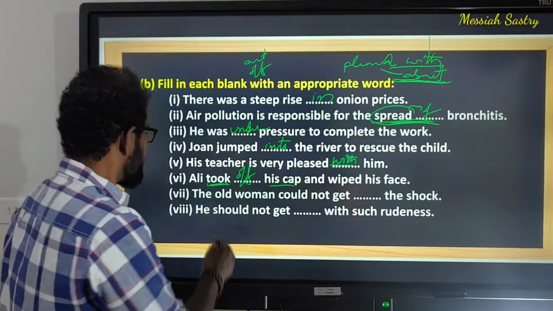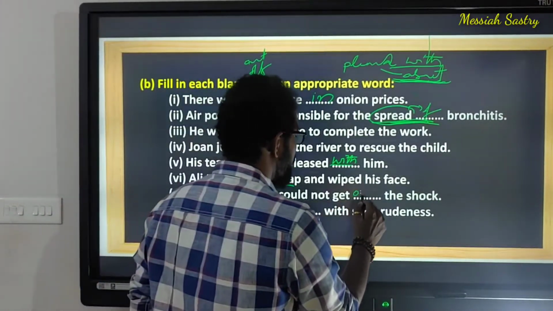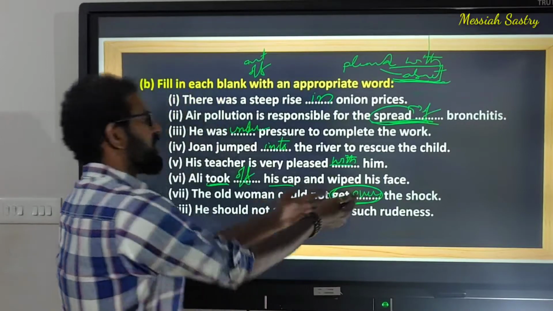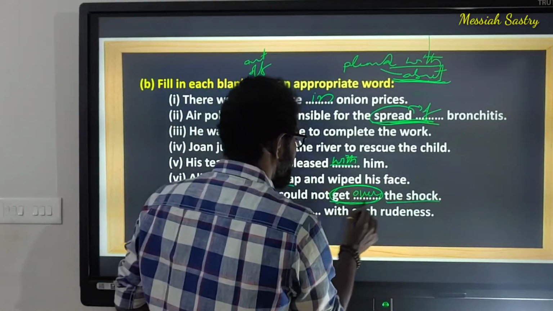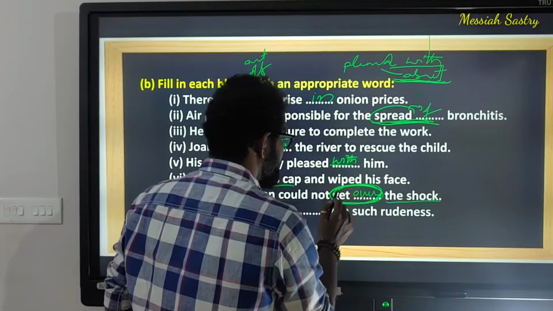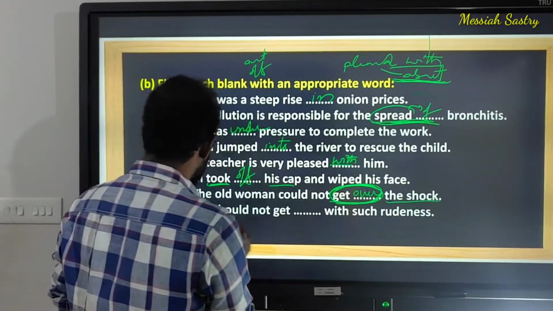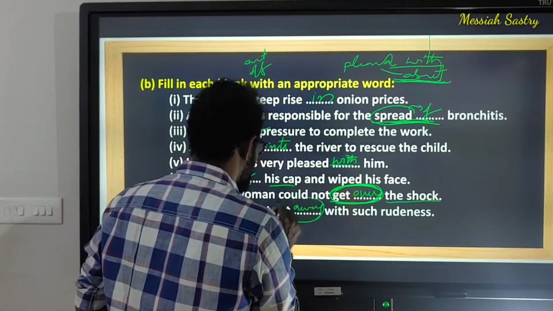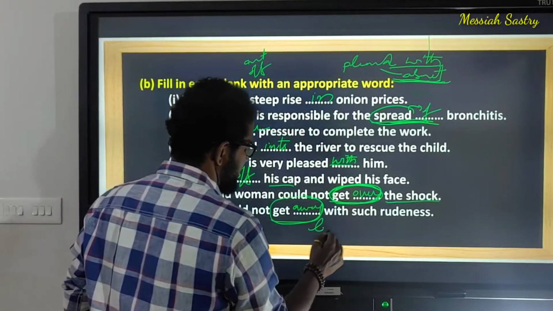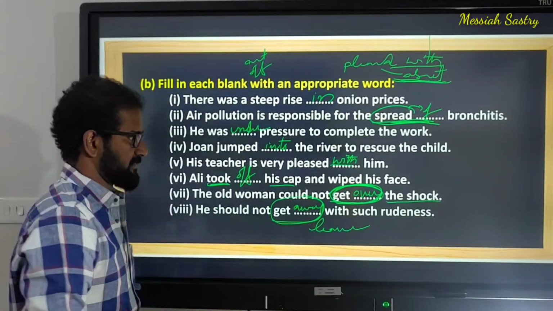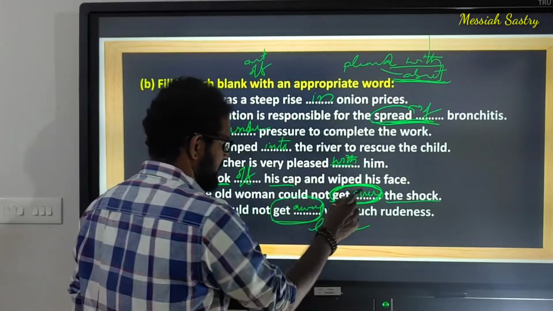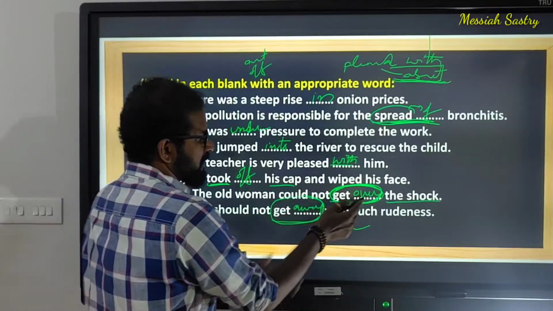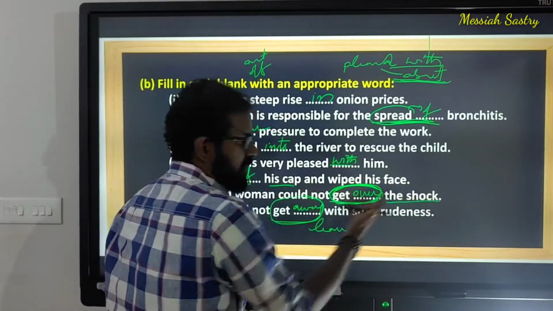Okay, next question. The old woman could not get over. Get over means recover. Could not recover from the shock. Get over is a phrasal verb, which means recover. He should not get away. Get away is a phrasal verb, which means leave. So get over means recover. Get away means leave. So the old woman could not recover from the shock.